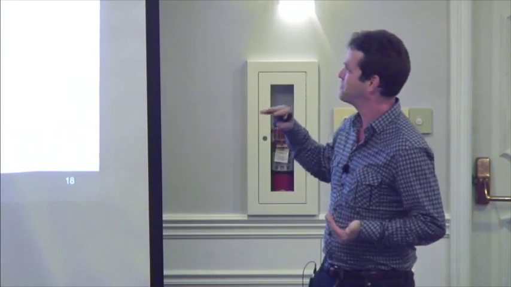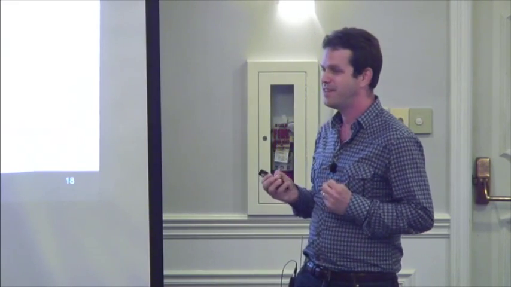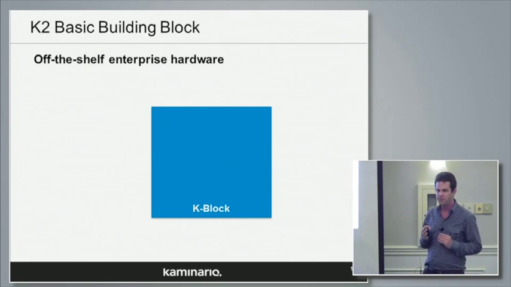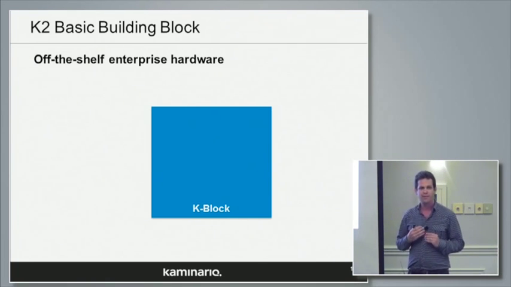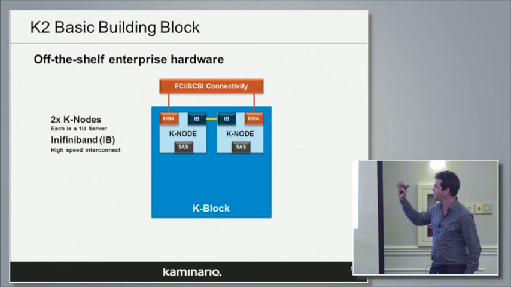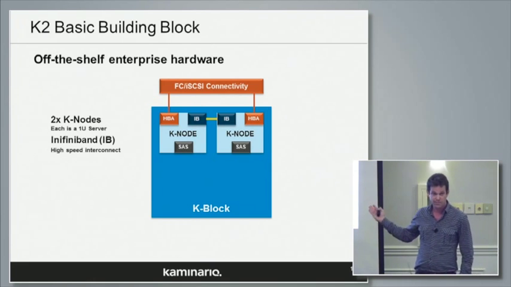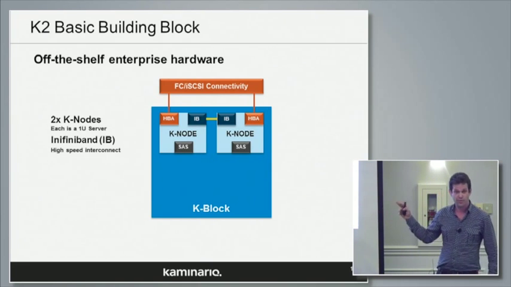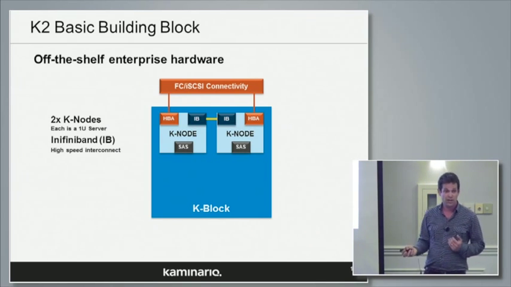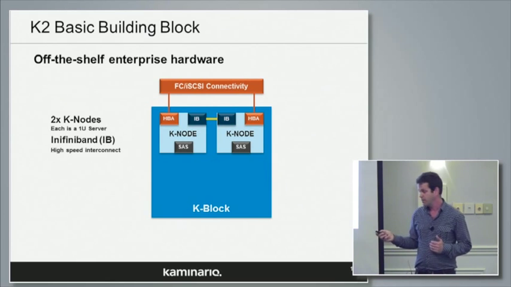So I know that some of you are very familiar with Kaminario, others are less familiar, so I think the best thing is to start by explaining what a Kaminario system is. A Kaminario system is built from off-the-shelf hardware. It contains one or more building blocks, which we call a K-block. A K-block contains two nodes, two Intel servers, connected InfiniBand back-to-back, and external connectivity that can be Fibre Channel or iSCSI.